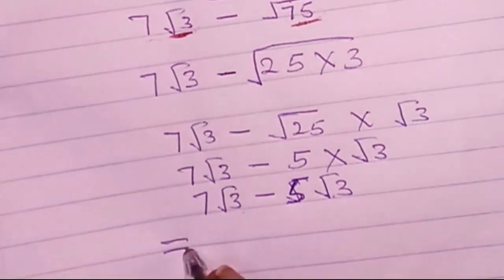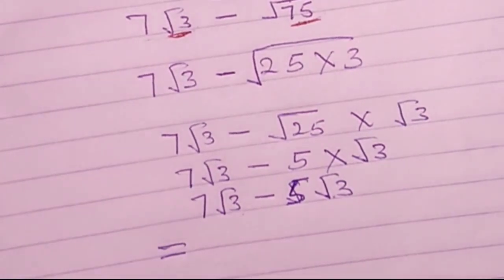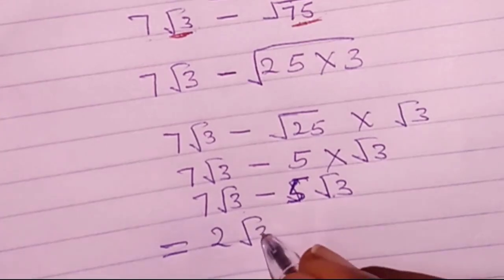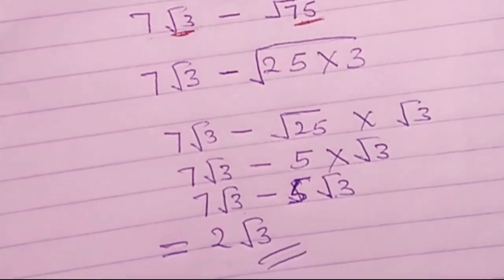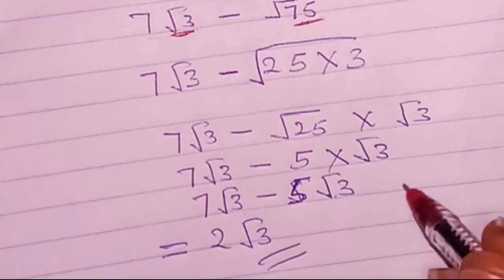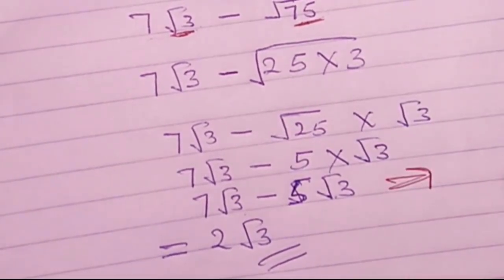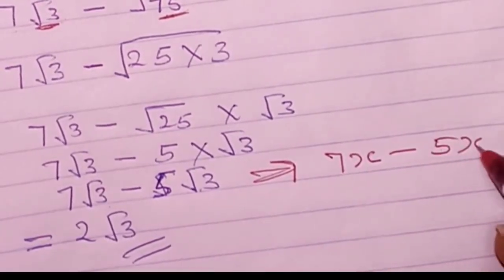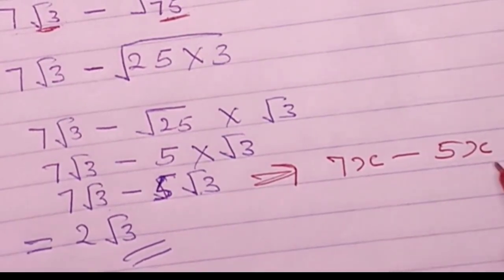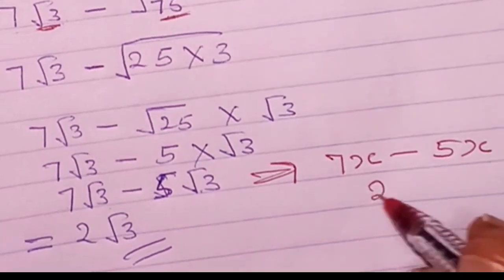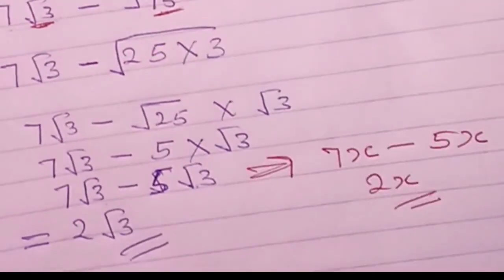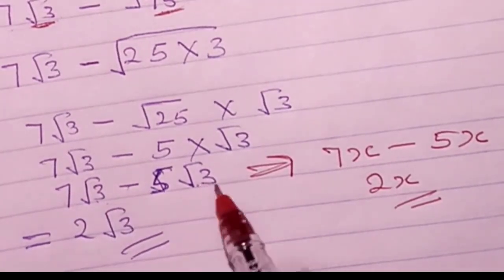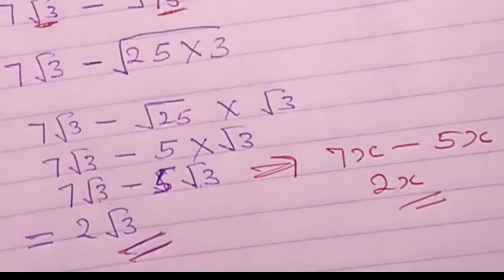What's the answer going to be? 7 minus 5, of course, is giving us 2. So this is giving us 2 root 3. Okay, so take note. This is equivalent to saying 7x minus 5x. 7x minus 5x will give us 2x. So 7 root 3 minus 5 root 3 is going to give us 2 root 3.